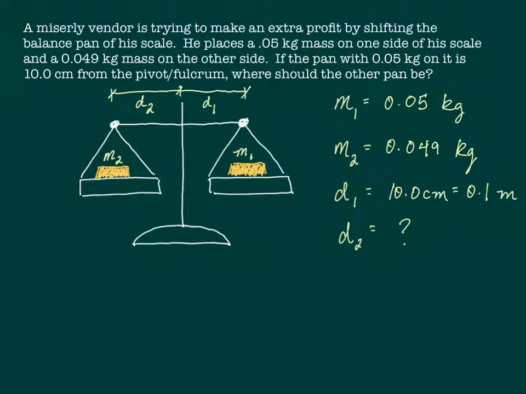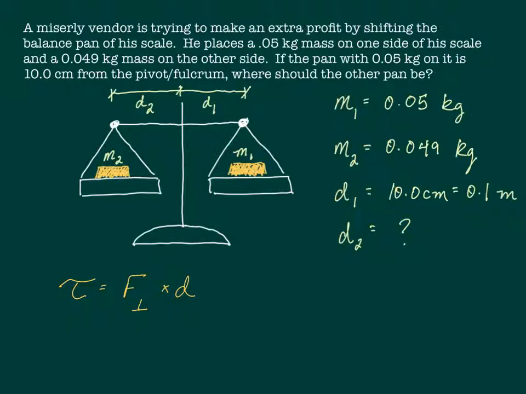Now when we're using torques to calculate these problems, we have to remember that torque is actually equal to a force perpendicular times a distance. So forces cause torques. Forces perpendicular cause torques. It's not masses that cause the torque or the rotation. It's the force that's a result of those masses. So what we have to do in this problem is calculate what the gravitational force is on these masses.